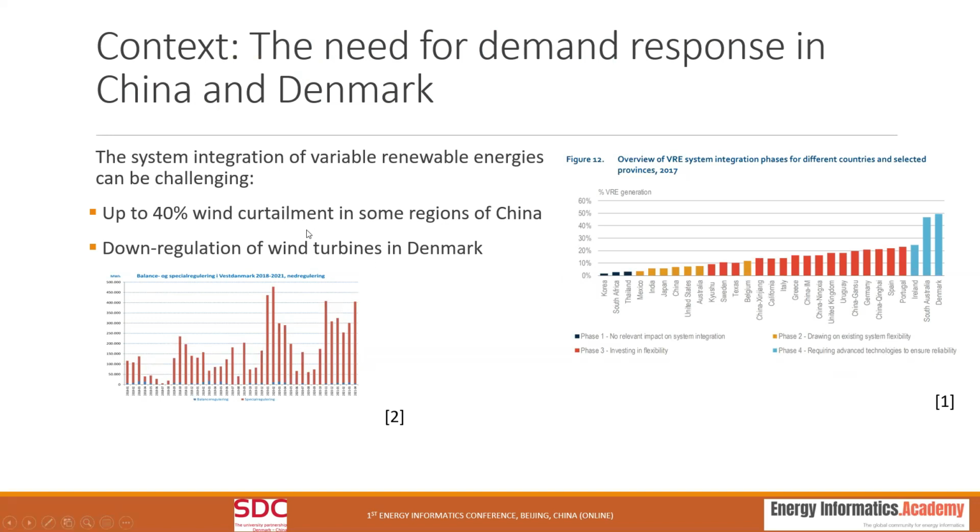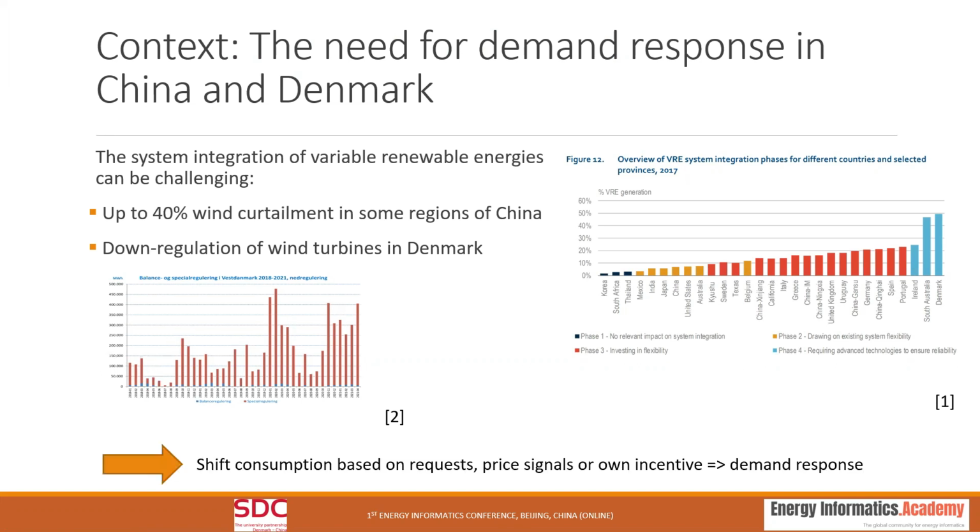And this has posed a few challenges for both of these countries. In some of the regions in China, there's up to 40% wind curtailment in some years. And Denmark as well has some difficulties with, for example, large volumes in the down regulation market, where essentially you pay wind turbines in Denmark to be shut down at certain hours because there's no one to consume that power. And so that naturally leads to a demand for more flexible consumption, so shifting consumption based on either price signals, requests, or own incentive. And that's generally referred to as demand response.